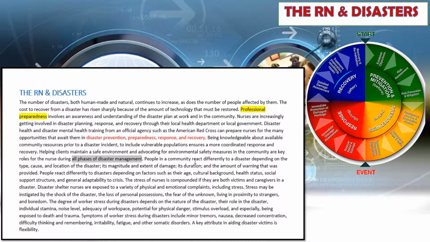Okay? The stress of a disaster may be instigated by shock, the loss of personal possessions, the fear of the unknown, the living in proximity to strangers, and the boredom that follows disaster cycles. Okay? The degree of worker stress in a disaster depends on the nature of the disaster and their role in that disaster. Okay? And also how well they cope with things and other things that are listed there. Worker stress is something that we need to make sure that we're aware of when we're responding to disaster. And also, a big key attribute to victims of disaster is being able to be flexible. Let's expand more on this.